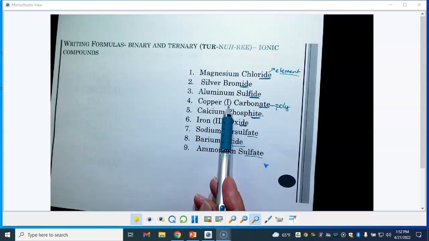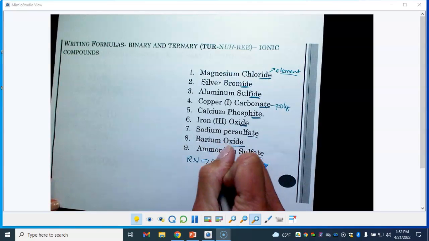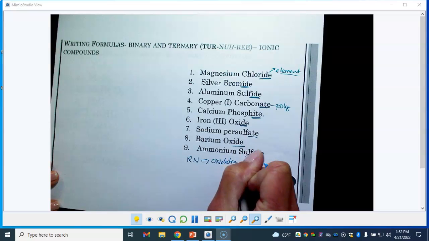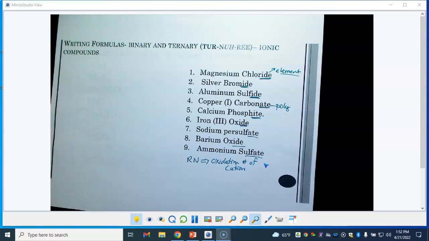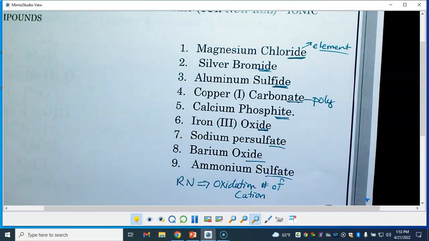This Roman numeral right here tells you the oxidation number of the cation. So on those elements on the periodic table that have more than one oxidation number, it's actually in the name. Do you want me to make that a little bit bigger, Noah? A little bit bigger.